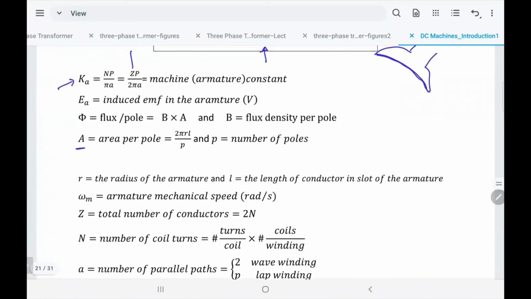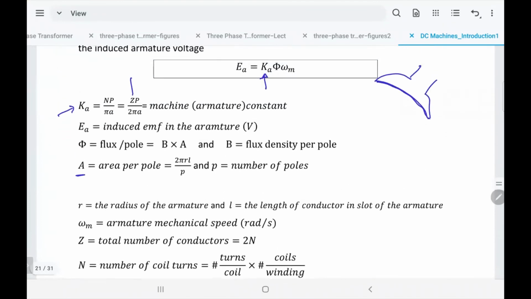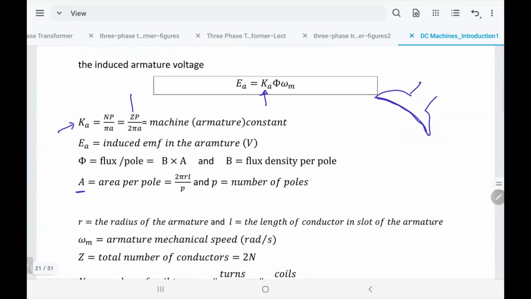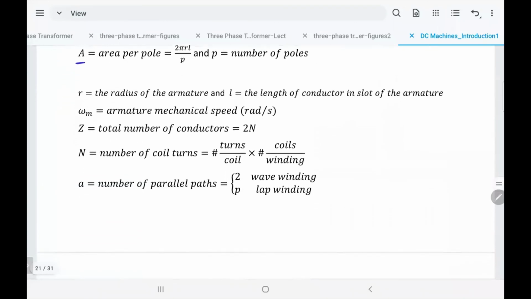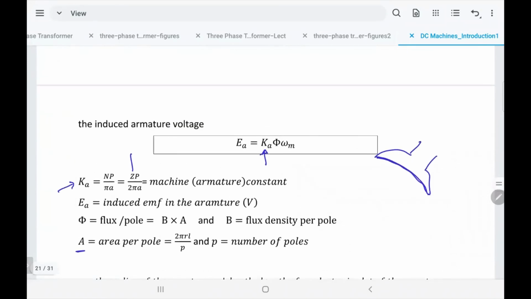Okay, and omega m is the armature mechanical speed. That's why I put m here, to make sure it's mechanical, because now we have 2 speeds, electrical and mechanical. So that's how you can calculate the induced EMF of the machine, generator or motor. So simply it depends on the magnetic field and the speed. Every time you increase the speed, the voltage increases. You increase the intensity of the magnetic field, the voltage increases. And Ka is the constant.